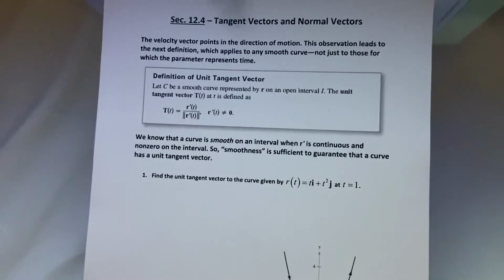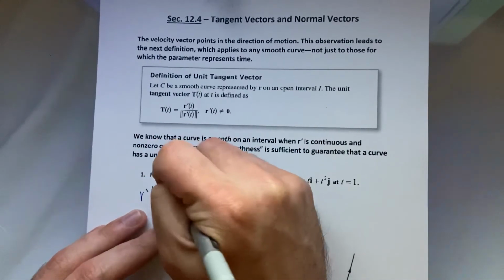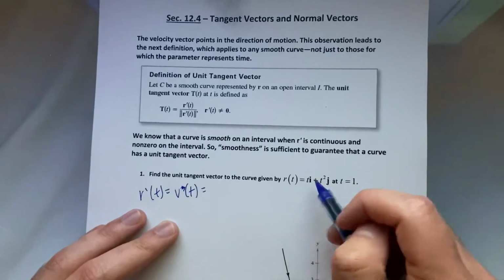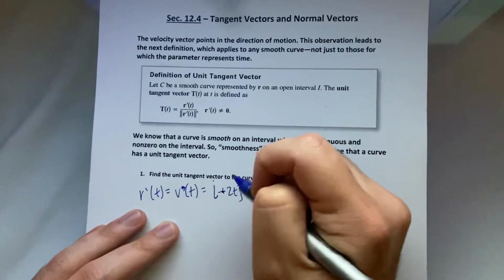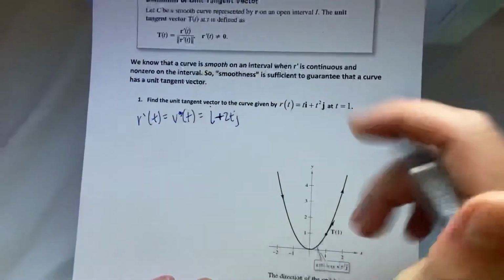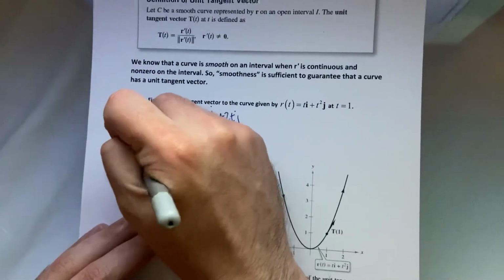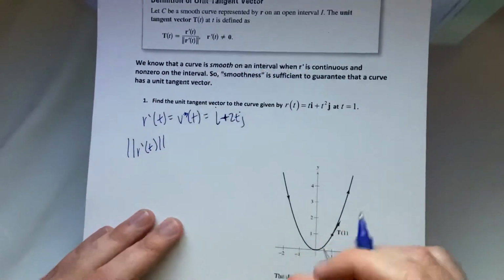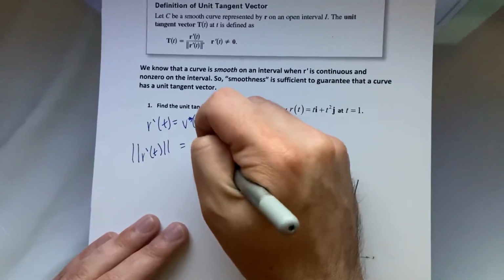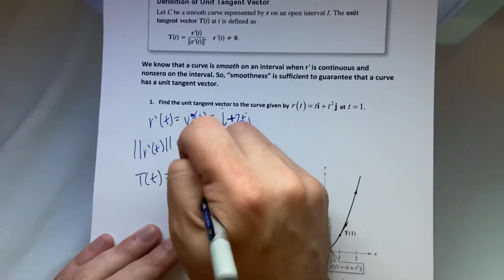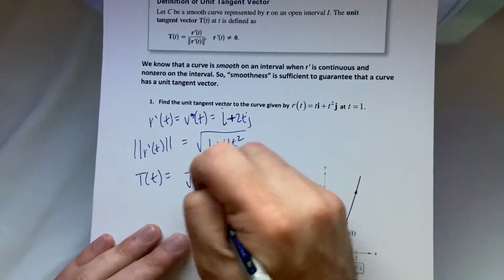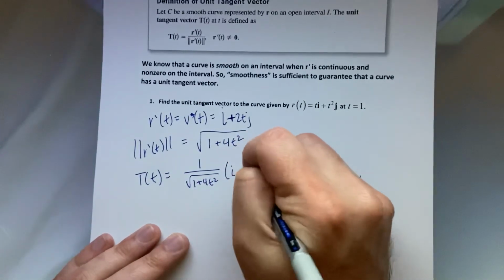So it says find the unit tangent vector on the curve r of t equals t i plus t squared j at t equals 1. We've got r prime of t, which is the velocity vector. The derivative of this should be 1 i plus 2t j, just by taking the derivative of t and t squared. What is the length of this thing? The speed? It's the square root of 1 squared is 1, 2t squared is 4t squared. So to find this, take 1 divided by the square root of 1 plus 4t squared times my i plus 2t j.